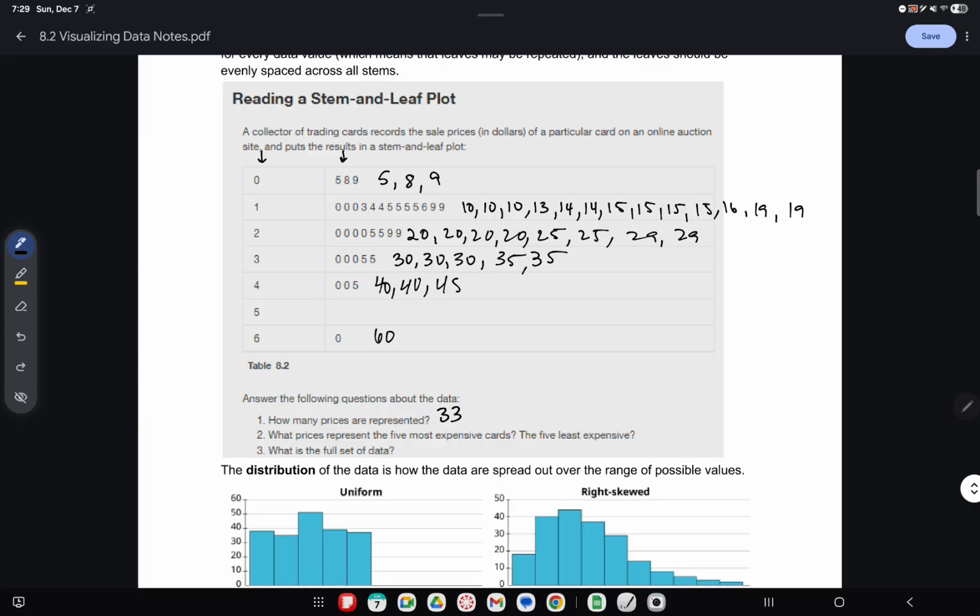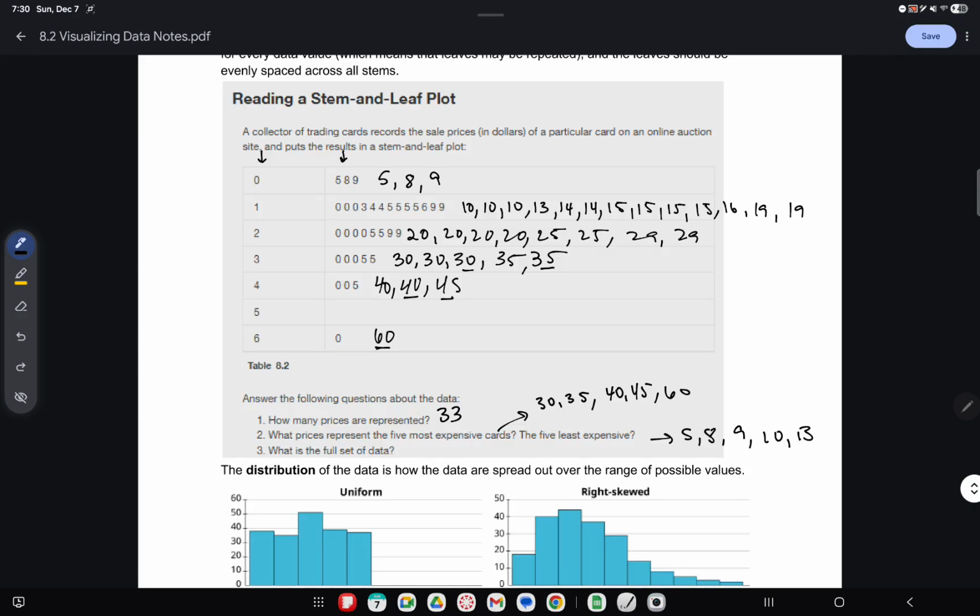What prices represent the 5 most expensive cards and then the 5 least expensive cards? Okay, the most expensive would be 1, 2, 3, 4. Oh, okay. I'm going with price wise and not double counting. So 1, 2, 3, 4, 5. So 30, 35, 40, 45, and 60. And then the least expensive, 5, 8, 9, 10, and 13.